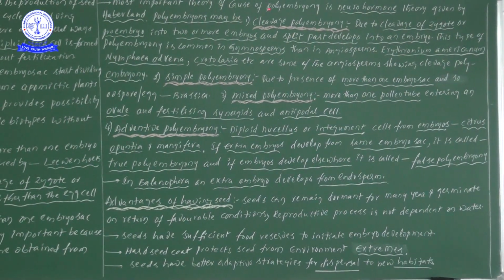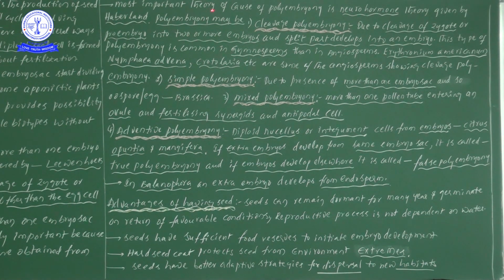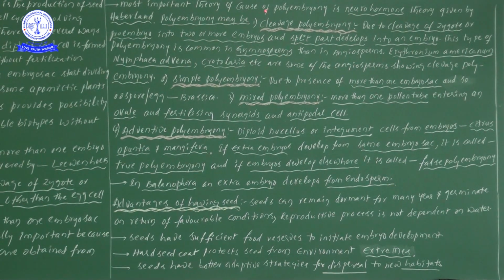Next, the most important theory of the cause of polyembryony is the neurohormone theory. One more time, you see there: the most important theory of the cause of polyembryony is the neurohormone theory. That neurohormone theory was given by Haberland.